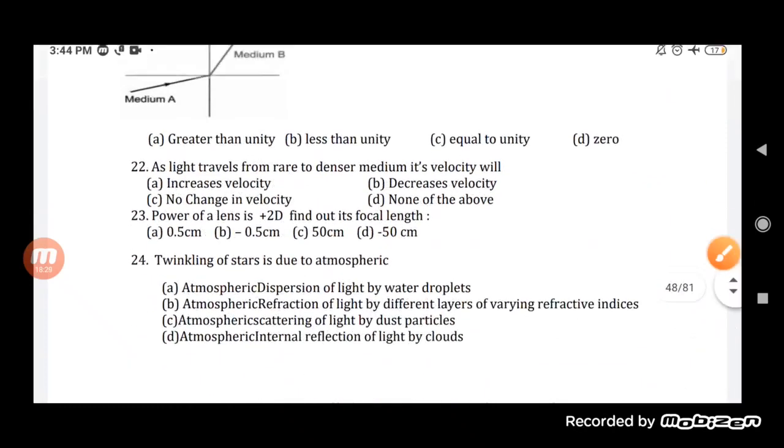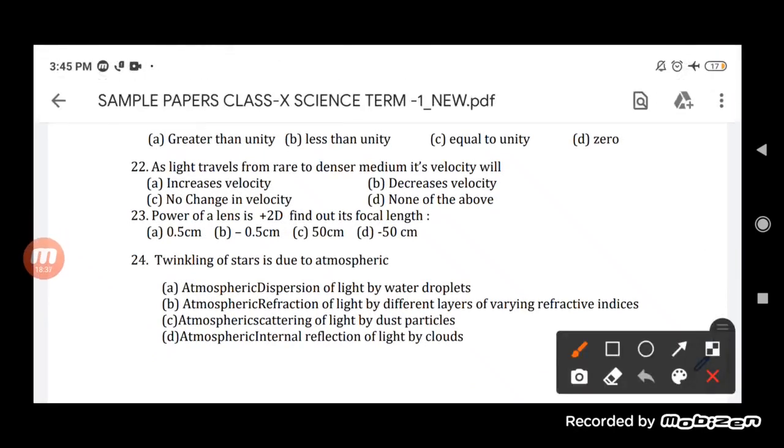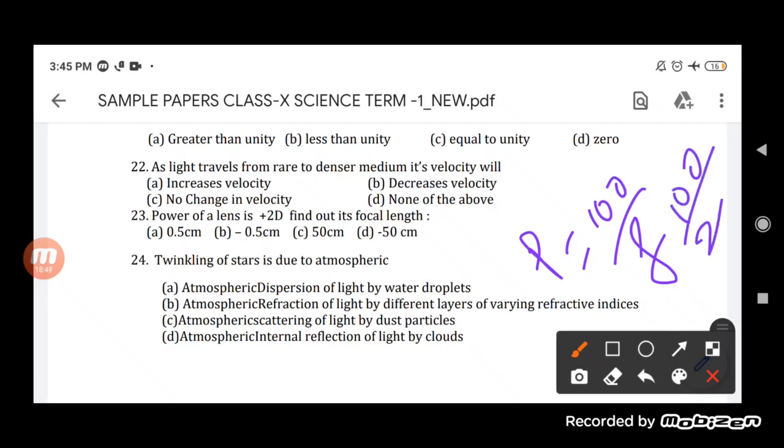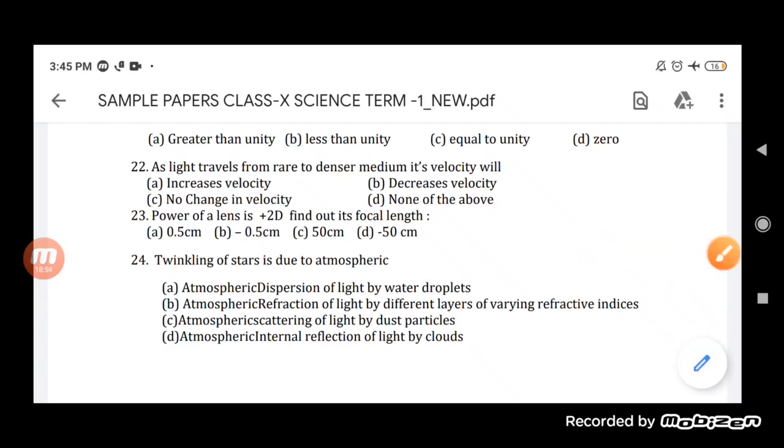Now the next one is the power of a lens. The power of the lens is plus 2D. Find out the focal length here. Now the power of the lens is given as 2 diopter, and we know that power equals 100 upon f in centimeters. So obviously f equals 100 upon the power, that is 100 upon 2. So it will be equal to 50 centimeter. So the correct option will be 50 centimeter, students.